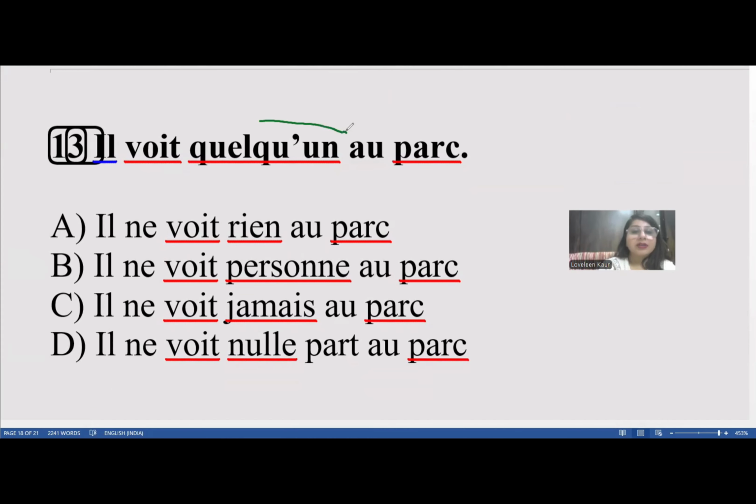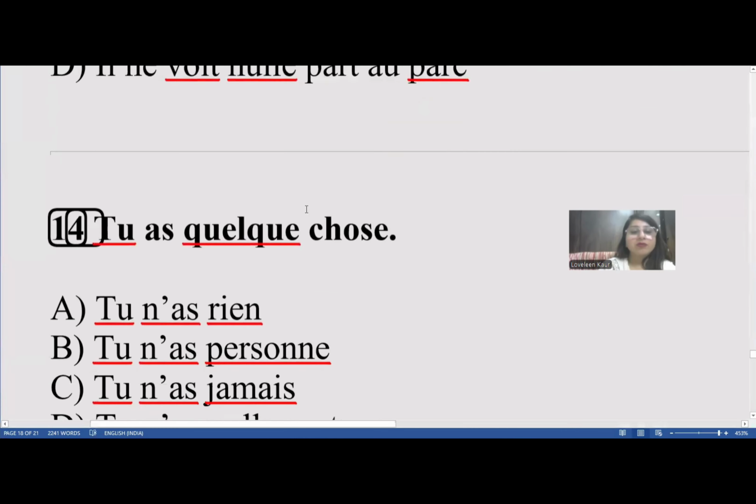Yes, because quelqu'un is what? Someone. So it will change to personne. So B part is possible. Il ne voit personne au parc. He doesn't see anybody in the park. Right? So B part will come.